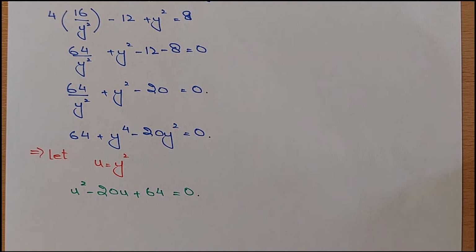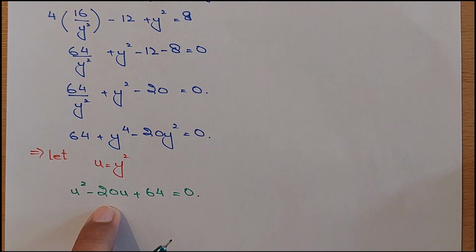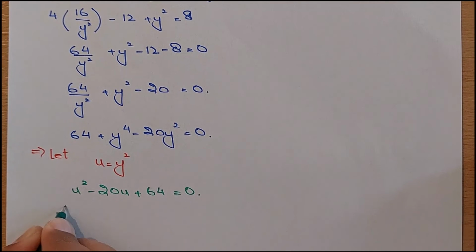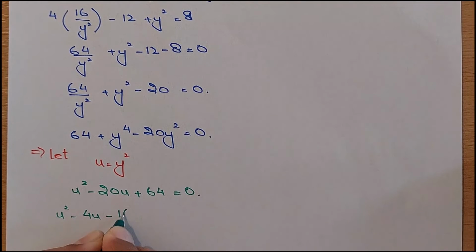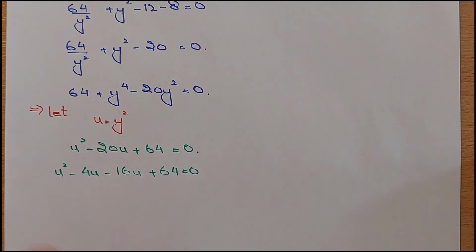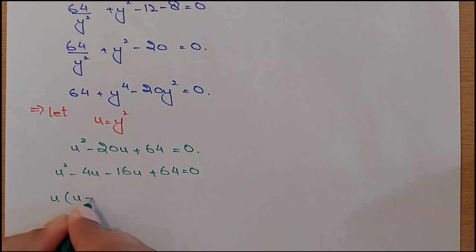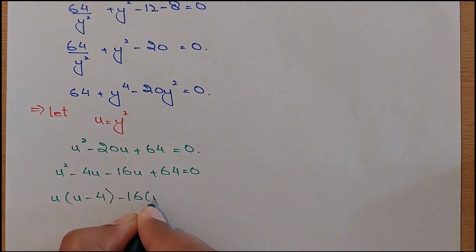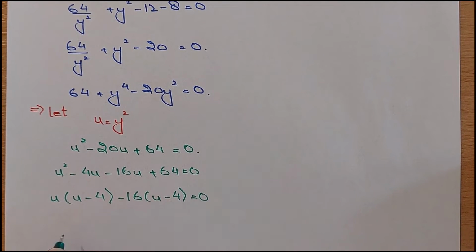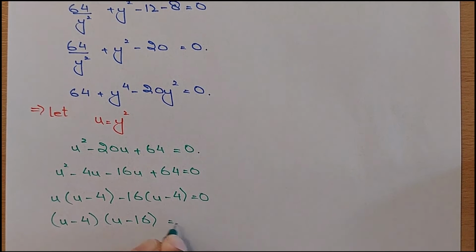So we have 64, and we break the middle term. We know that 4 times 16 is 64, and 4 plus 16 is 20, so minus 4 and minus 16. So u square minus 4u minus 16u plus 64 equals 0, right? Let me take u common, we have u minus 4, minus 16 is common, u minus 4 equals 0. So the factors are u minus 4 and u minus 16 equals 0. So here u equals 4 and u equals 16, right?